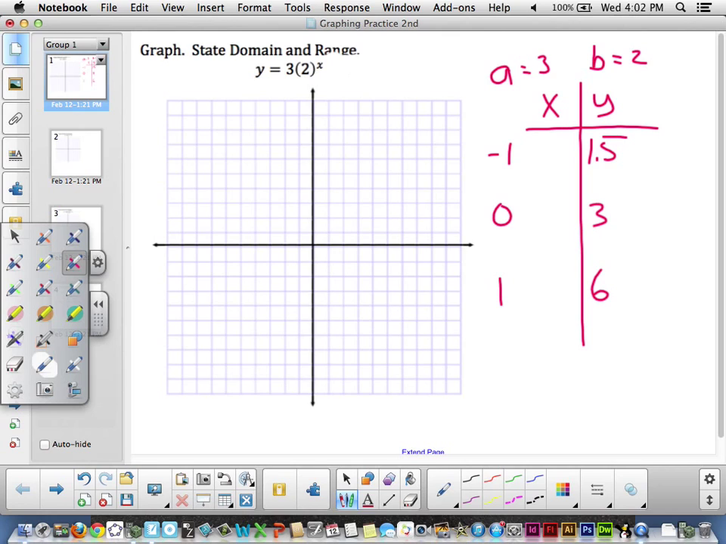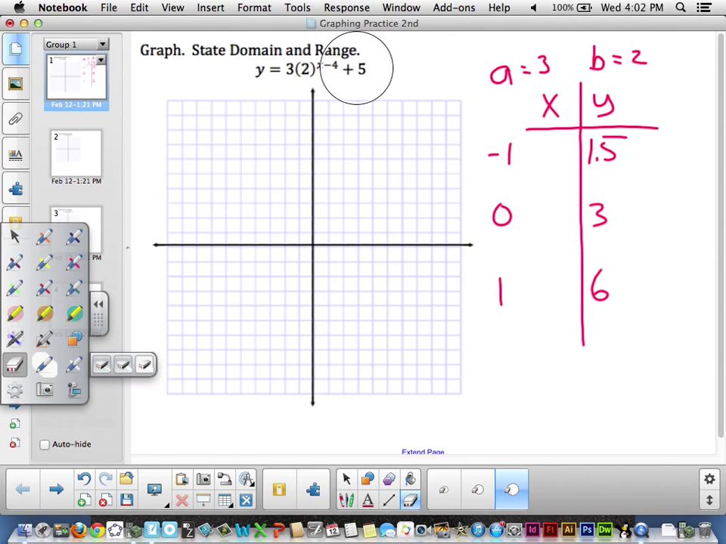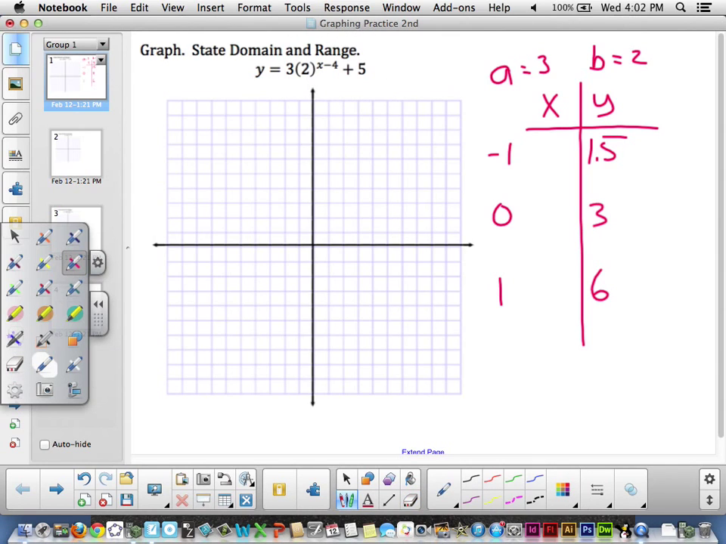Now let's go back and look at our shifts. You can see that for the y's, we're going to add 5 to all the y's. So add 5, we got 6.5. Add 5 to that y, we got 8. Add 5 to that y, we got 11.